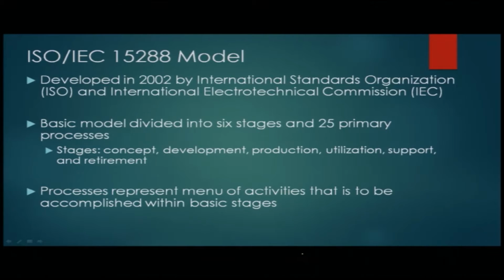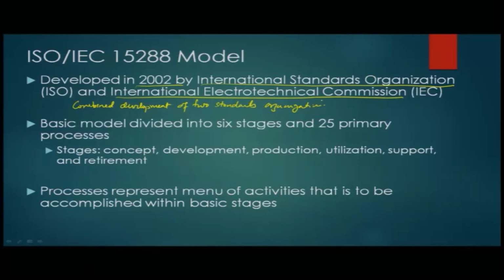We will also discuss the last model today, which is the ISO/IEC 15288 model. You can read this further. This was developed in 2002 by the International Standard Organization. ISO stands for International Standard Organization, and IEC stands for International Electrotechnical Commission. So it was a combined development of two standards organizations, ISO and IEC. And the basic model is divided into 6 stages. There are 6 stages and 25 primary processes.